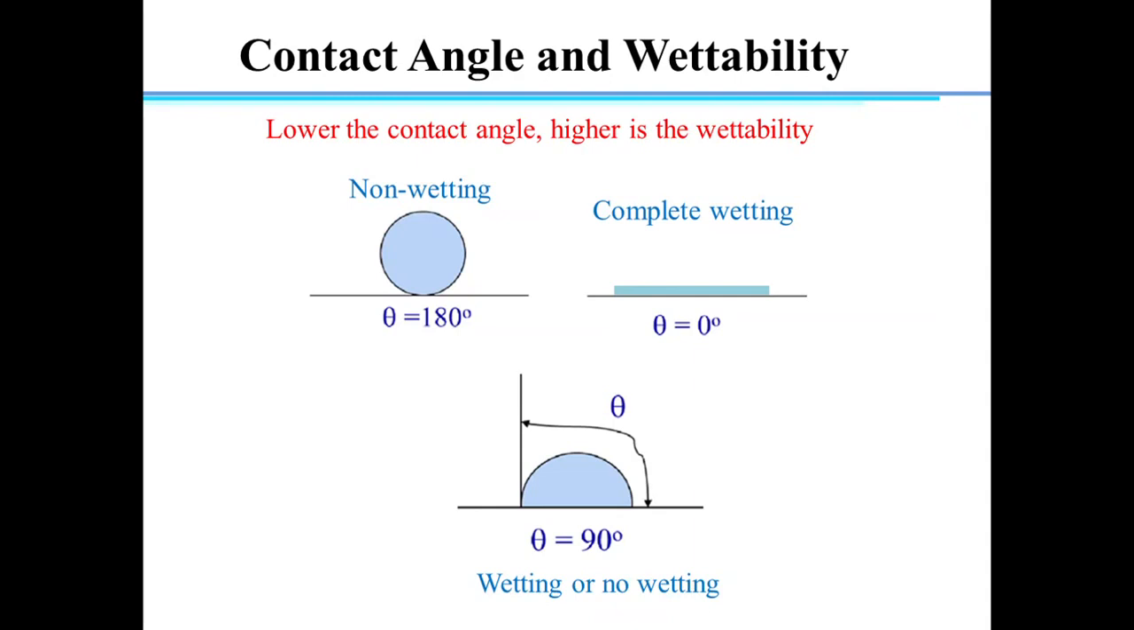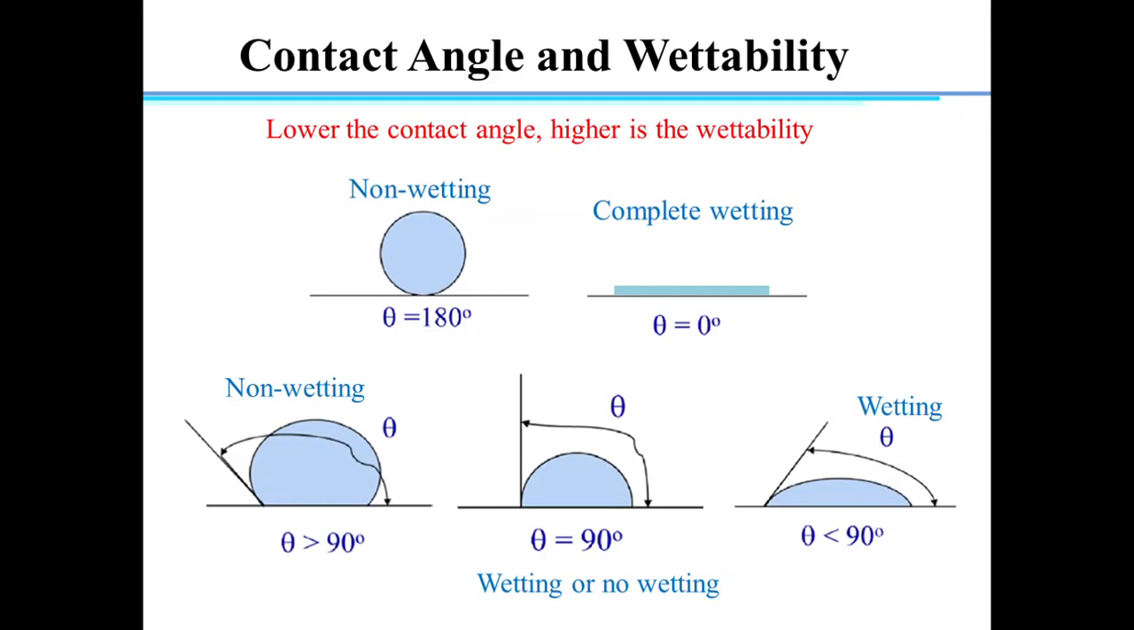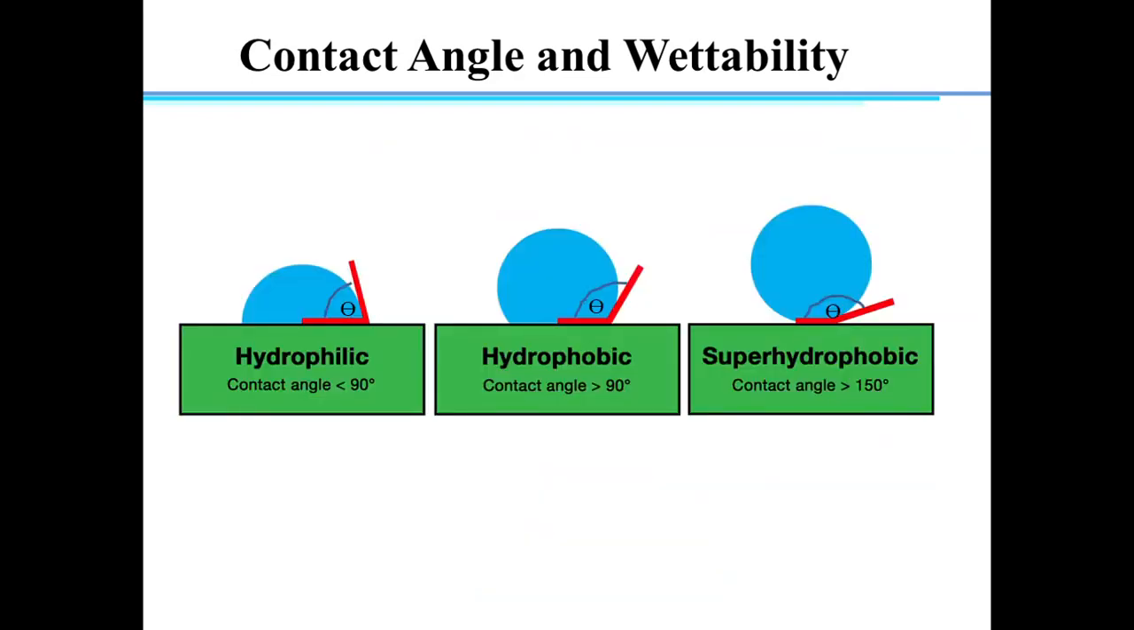So, if the contact angle between the liquid drop and solid surface is less than 90 degrees, it is called wetting, and if it's higher than 90 degrees, then it is called non-wetting. If the liquid is water and the contact angle is less than 90 degrees, the surface is hydrophilic, and if the contact angle is greater than 90 degrees, then the surface is hydrophobic. If the contact angle is close to the theoretical limit of 180 degrees, then the surface is considered superhydrophobic.